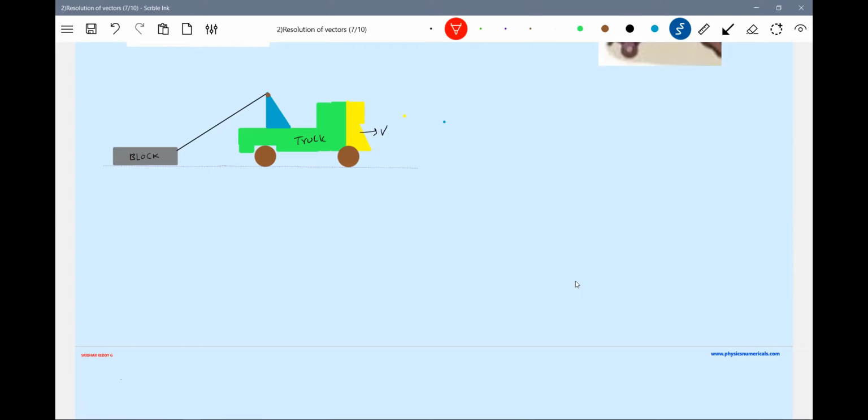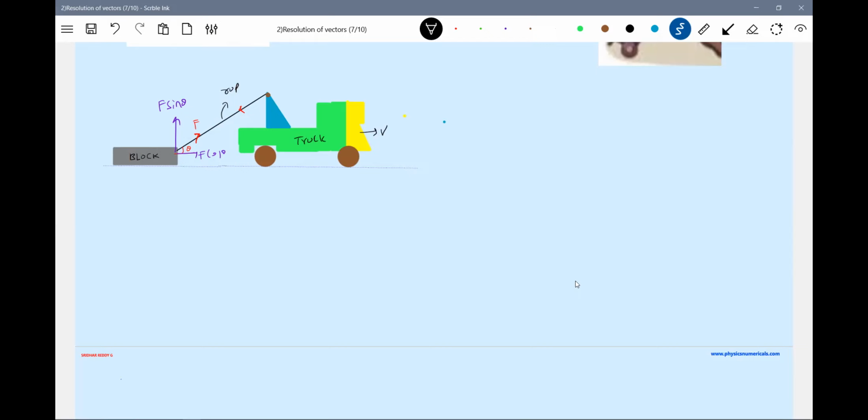Then in the string, a force is set up and this is acting at an angle. So what are the forces that are acting on the string horizontally? F cos theta. The string will exert a force, and this is F sin theta. The truck which is moving is pulling the block, and the forces acting on the block will be F cos theta, F sin theta. How much vertical force is exerted by the rope? This is the rope.